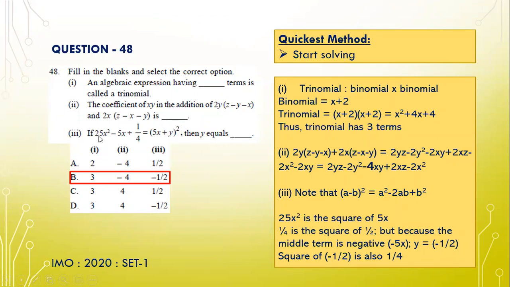And then 3 is, okay, actually you don't need to solve anything. So first is 3 and second is minus 4. You don't need to solve the third one. So 3 and minus 4 is the answer. That's it. Don't solve the third one.